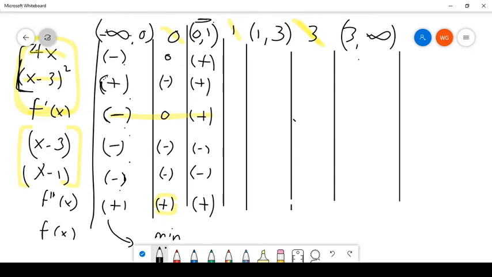At x equals 1, what do we find? Well, this result here is positive, this result here is positive, so we get a first derivative that's positive. We end up with a negative here, 1 minus 3 is negative. We end up with 0 here. So the second derivative is going to be 0, which means no concavity.